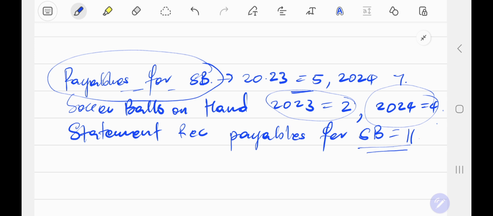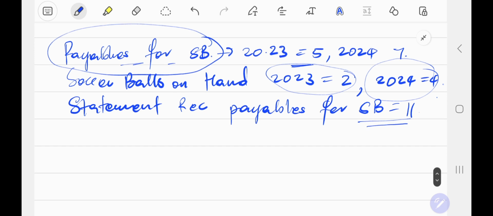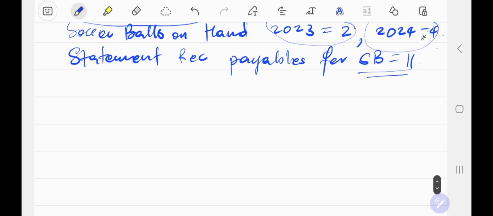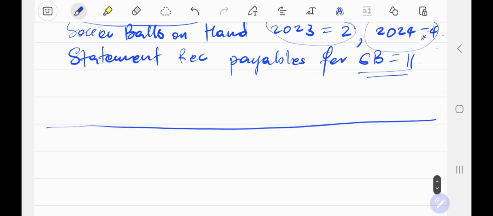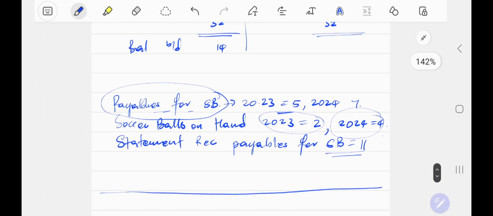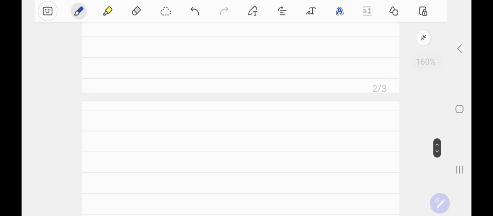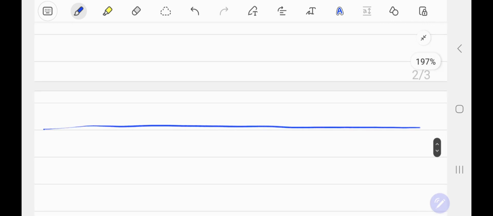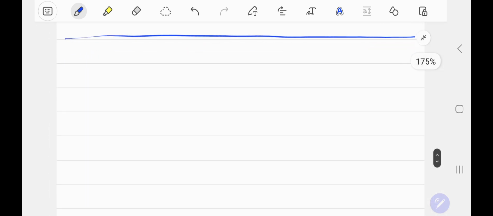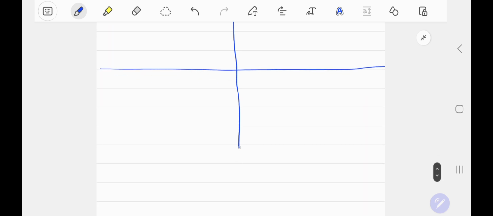So how do you then record this information? How do you calculate the soccer balls that we used for the year? You'll do the soccer balls account with the payables for soccer balls account. So in other words, to make things easier for you, you need to work on these 2 accounts simultaneously, right? Because they are linked to each other. I mean, you buy the soccer balls on credit, right? So how are you going to do that?